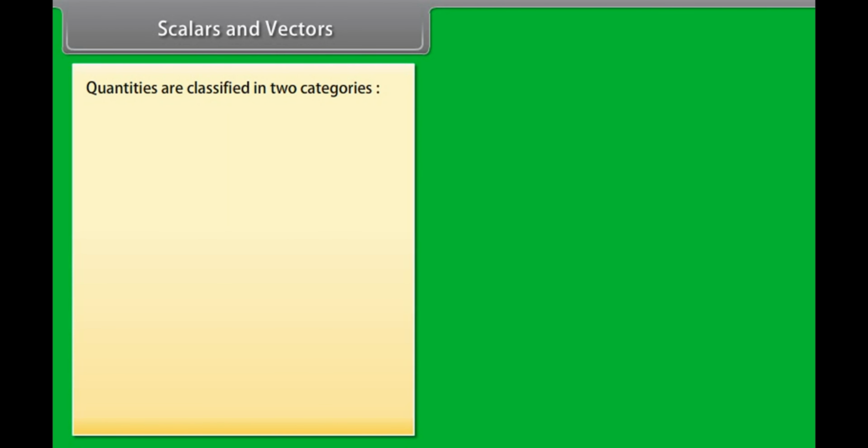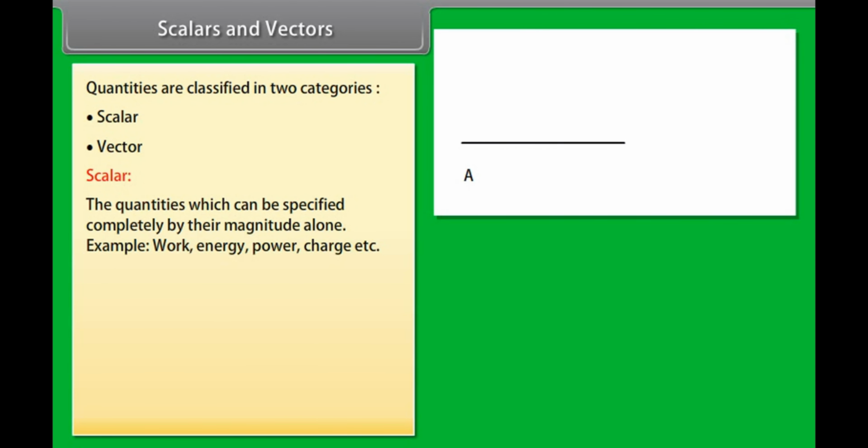Scalars and vectors. In physics, quantities are classified in 2 categories. They are A. Scalar and B. Vector. Scalar: the quantities which can be specified completely by their magnitude alone. For example, work, energy, power, charge, etc.